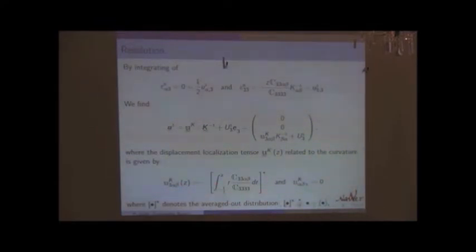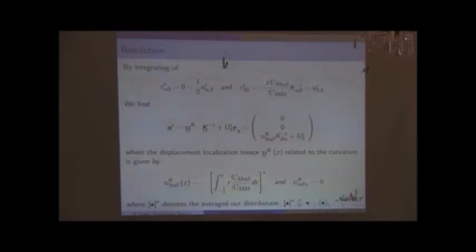And we need to normalize. There is an integration constant which is unknown, and we choose to average out this distribution and to add explicitly this integration constant. There is an arbitrary choice for this integration constant.